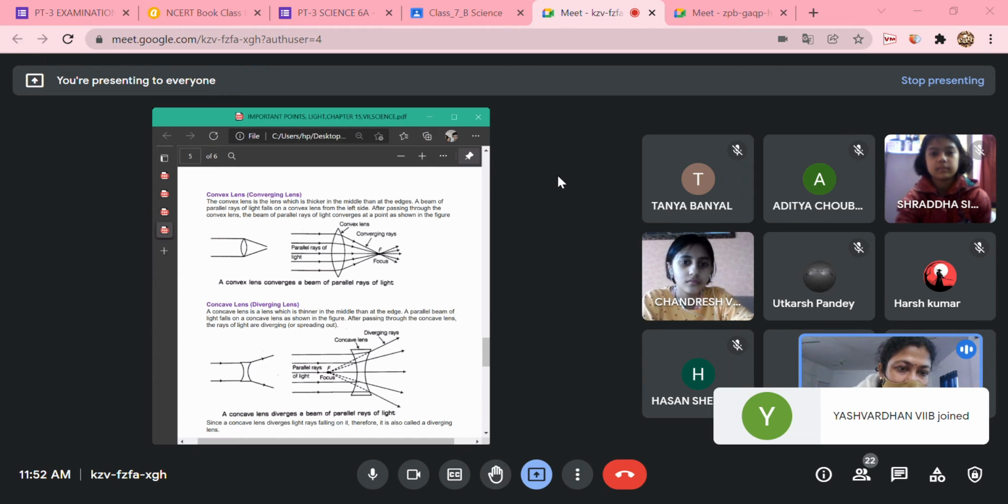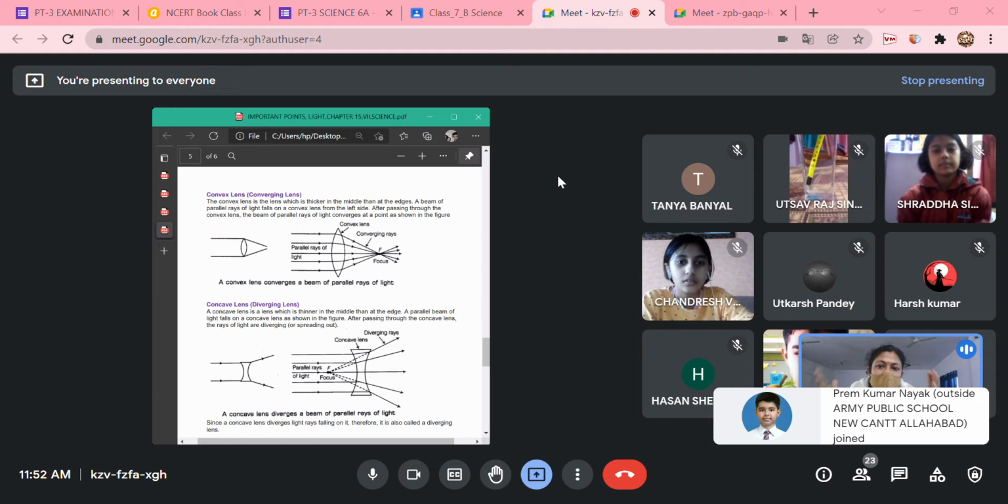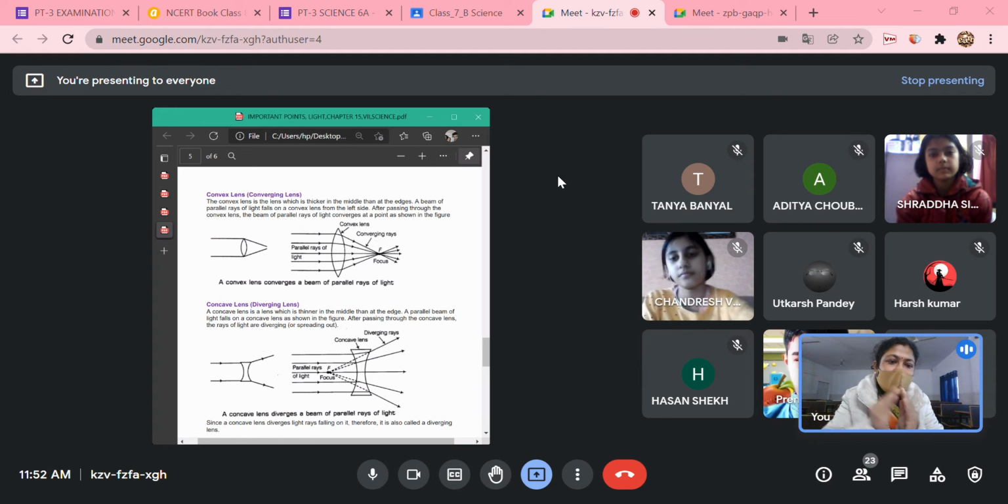So these converging rays are meeting at a point. What kind of image will be formed? When there is actual meeting of the rays, a real image will be formed. Very good. It will be a real image. So in case of a convex lens, when parallel beams of light are falling, the rays after refraction will actually meet at a point. What is the point called?